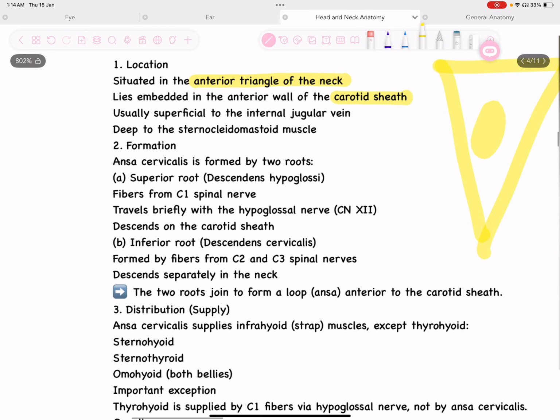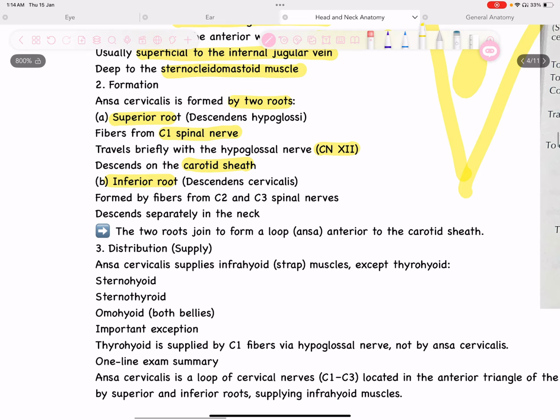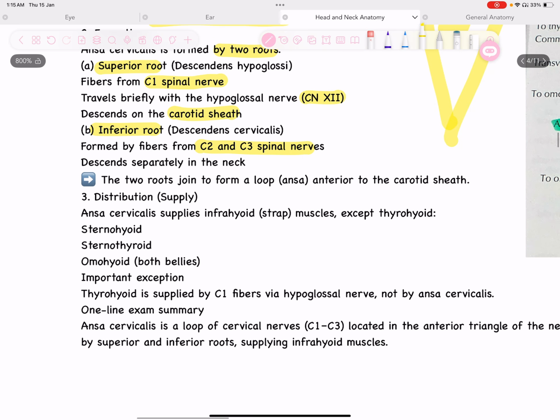Now, talking about its location: anterior triangle of the neck, carotid sheath, it's usually superficial to the internal jugular vein. It's deep to the sternocleidomastoid. Now, it is formed by two roots, superior root and inferior root. The superior root's fibers are taken from the C1 spinal nerve. It briefly travels with the hypoglossal nerve and descends on the carotid sheath. The inferior root is formed by fibers from C2 and C3 spinal nerves. It descends separately in the neck. The two roots join to form a loop, the ansa, anterior to the carotid sheath.